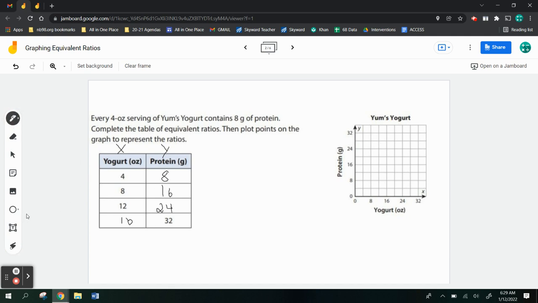So I'm going to take it one step further. I'm going to write these as points. So this point is going to be 4, 8. And then I'm going to have 8, 16. 12, 24, and then the last point is going to be 16, 32.